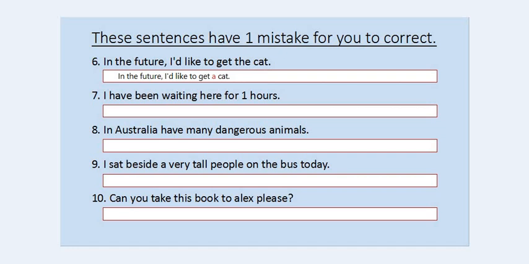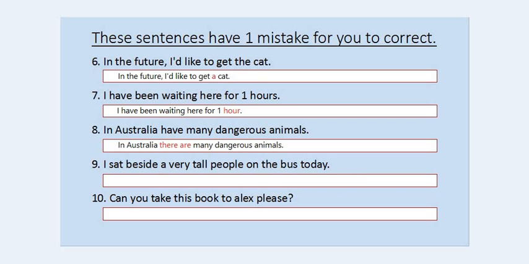Number 7. I have been waiting here for 1 hours. Well, 1 is singular, so it should be I have been waiting here for 1 hour. Number 8. In Australia have many dangerous animals. So we're starting with an in, so we shouldn't be using the have. Let's change that to in Australia there are many dangerous animals. You could say Australia has many dangerous animals without the in.